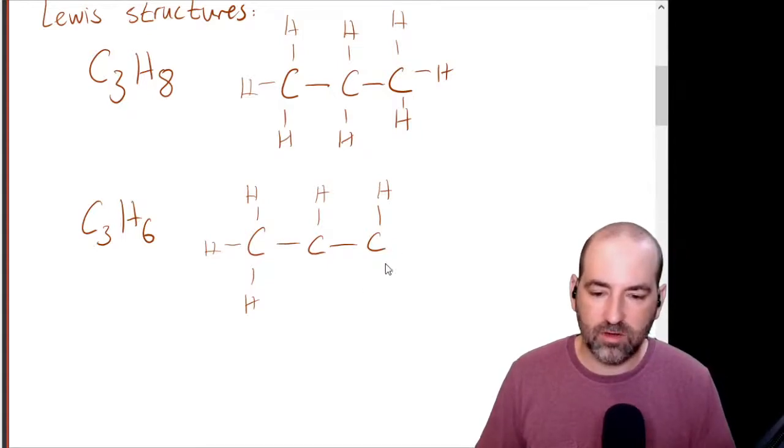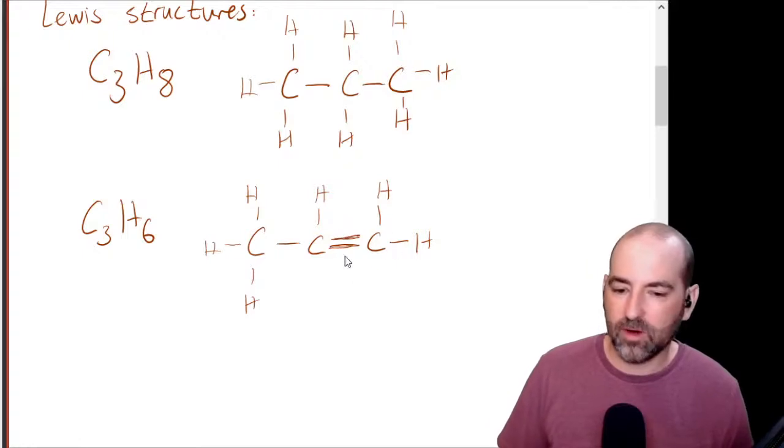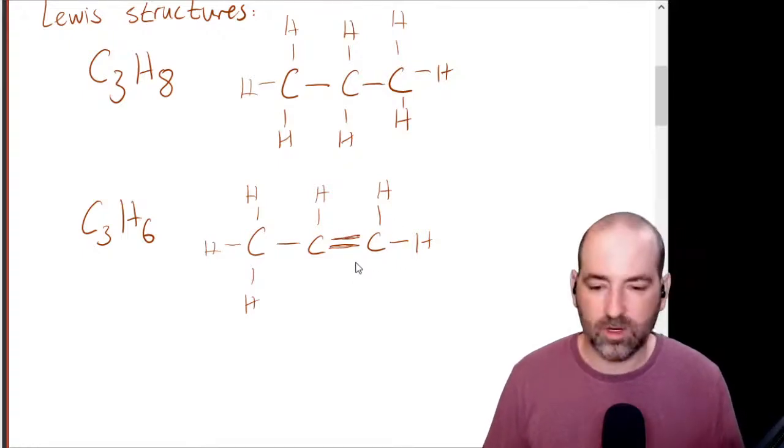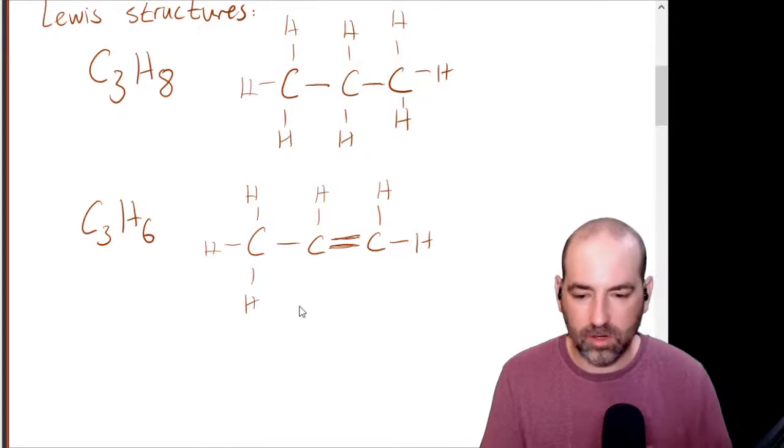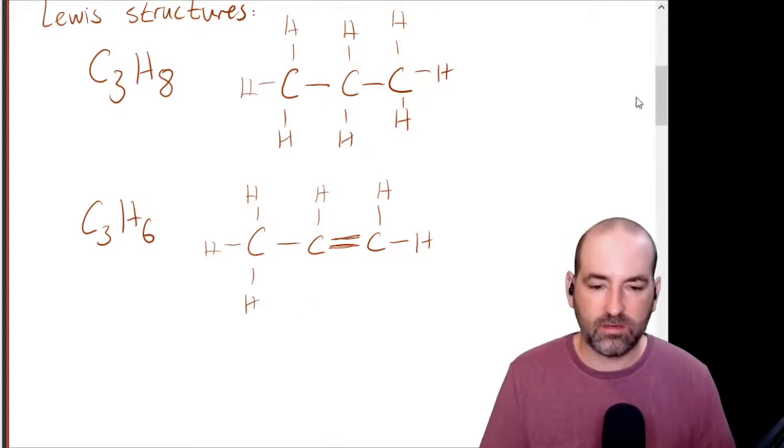So we'll move a hydrogen over to this side, and that kind of gives us room for that extra double bond there. And now when we go back and check, we have 4 bonds on this carbon, 4 on this carbon, and 4 on this carbon. So it works. We've got 3 carbons, 6 hydrogens. Each carbon has 4 bonds, and each hydrogen has 1. And that's how Lewis structures work.